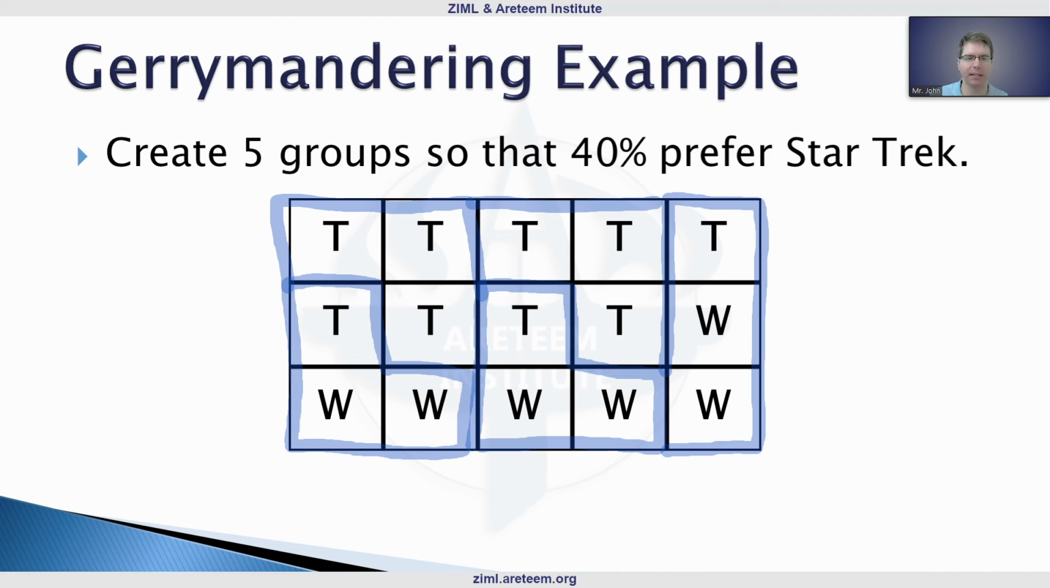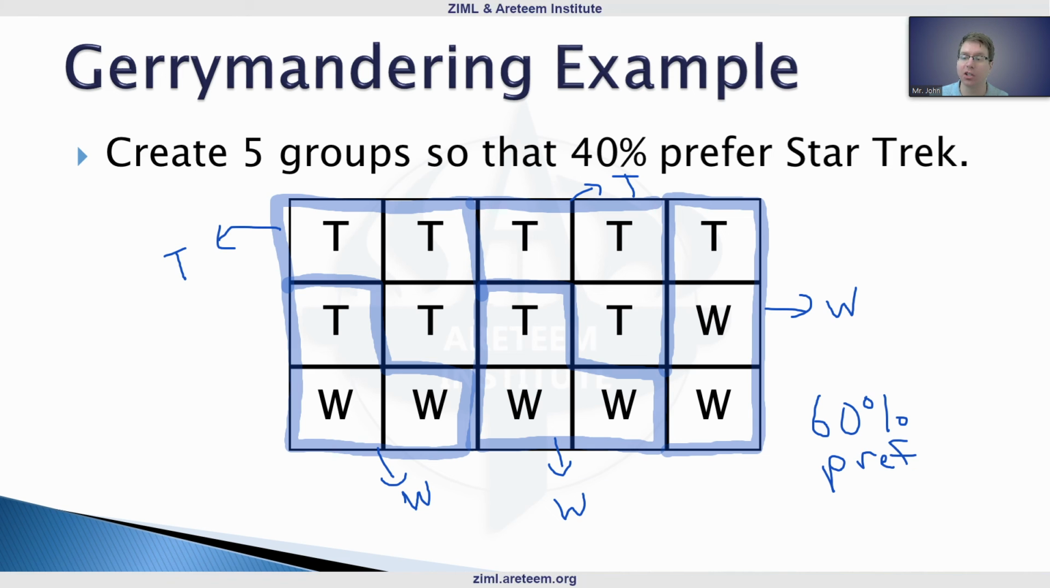Just summarizing, this top group prefers Star Trek. This group right here also prefers Star Trek, but the other 3 groups we have prefer Star Wars in this case. So those there, then we have 60% prefer Star Wars in this scenario. That was different than our general population. And this would be a very, very simple example, possibly of gerrymandering, right?